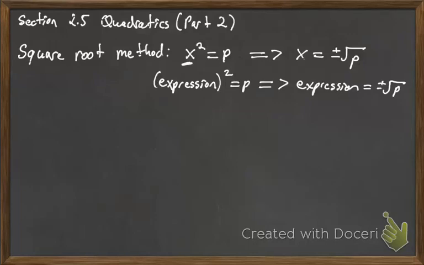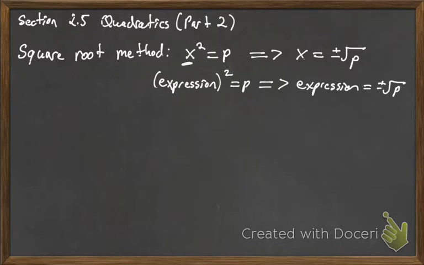Alright, this is the second part of 2.5. It's on quadratics. We're going to look at the square root method, which says if we have x squared is equal to some number p, then we can take the square root of both sides and x will be equal to plus or minus the square root of p.